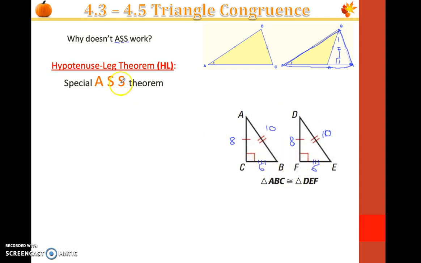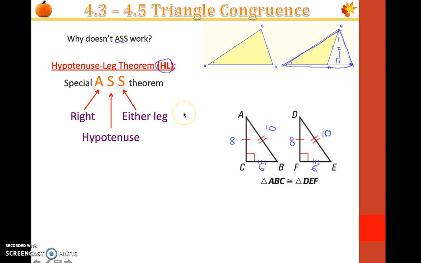So as it turns out, I can have a special ASS theorem. We don't call it that, though. We call it hypotenuse leg, where the A stands for a right angle, and these 2 S's are the hypotenuses, and just some other leg in the triangle. So remember that hypotenuse is a term that's specifically reserved for right triangles. It is the thing that's opposite the right angle.